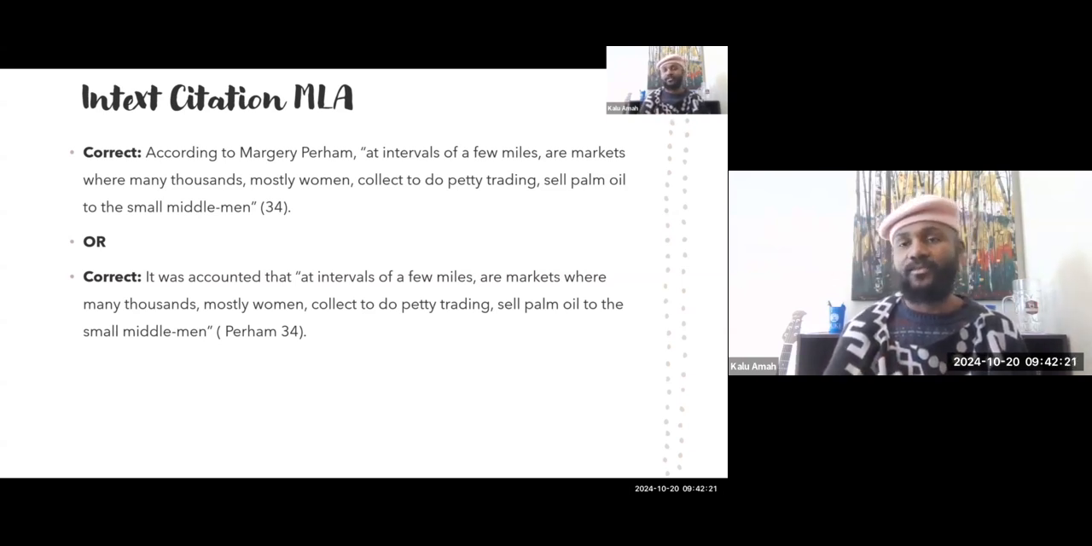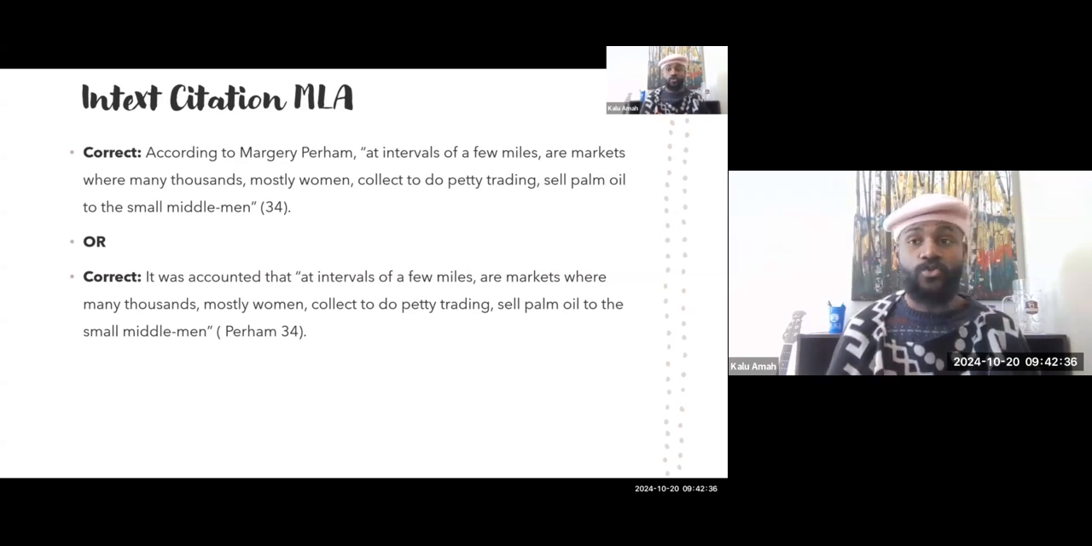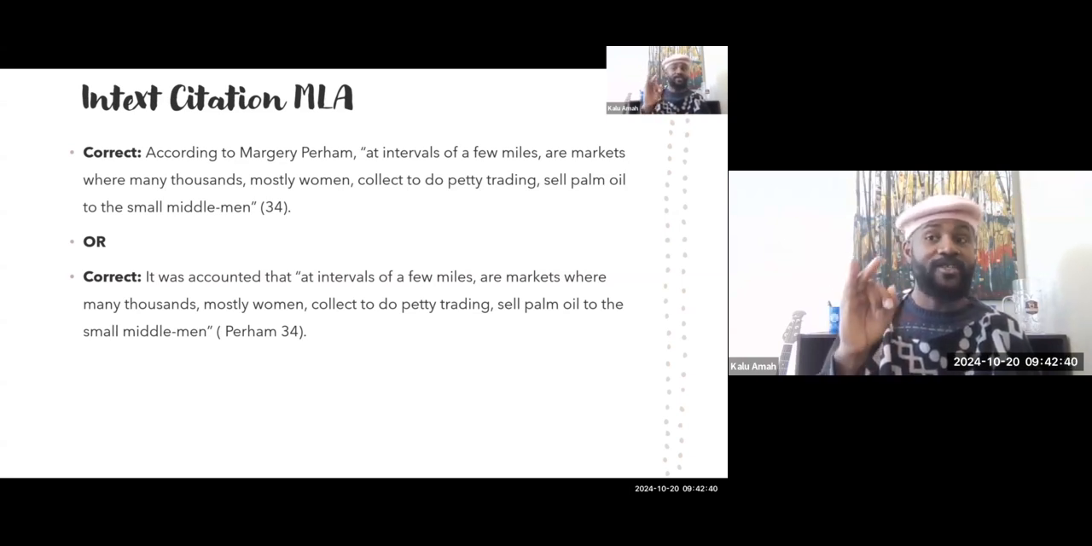It was accounted that, because everything shouldn't be according to, I think Professor Mary, you raised this, there are different ways you can introduce an author. So if you want to just go ahead and paraphrase that author, you just go ahead and quote. We are still coming to how you can reference paraphrases, summaries, and direct quotation. We are still coming to that.